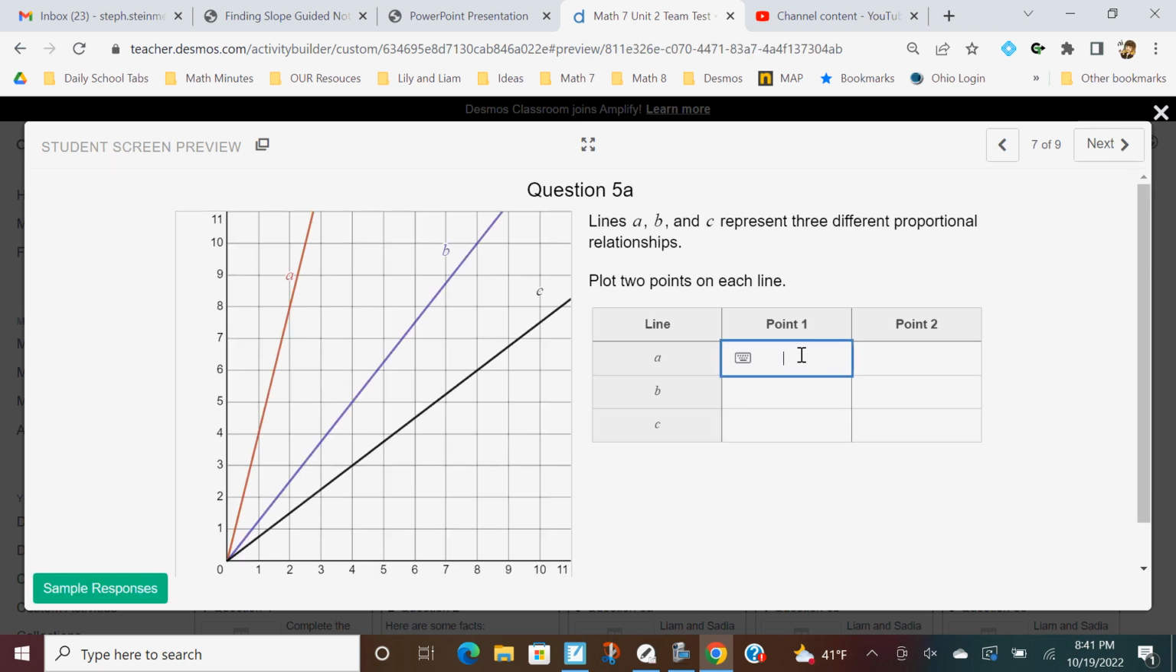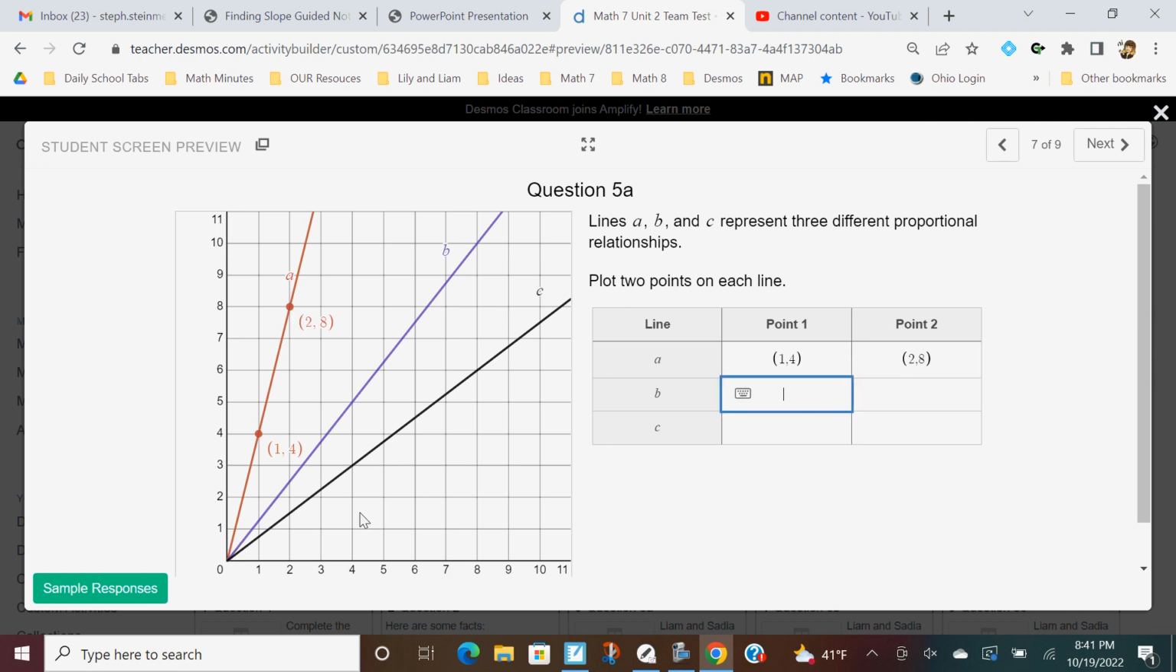All right. So for 5A, it says lines A, B, and C represent 3 different proportional relationships. Plot 2 points on each line. So on line A, the first point that crosses what we call a lattice point or a grid line is 1, 4. And I had to make sure to put the parentheses in, so (1, 4). Another point was (2, 8). And notice that they're appearing on the graph, and I know that I'm correct.